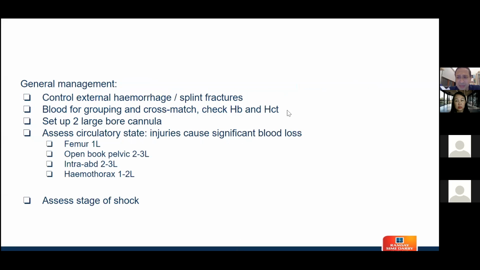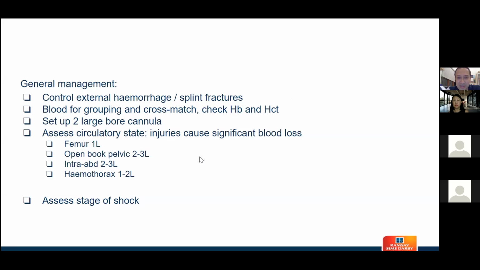General management, this is by no means a rule, but this is generally what people do. Of course, if there is a bleed, control the bleed, control the hemorrhage, make sure pressure is applied over the bleeding area. Fractures have to be splinted. If there's an obvious fracture, the limb looks deformed, they have to be splinted temporarily. That will actually prevent further bleeding when you splint it. Of course, blood group and cross match, fairly basic stuff. So set up large bore cannulas.